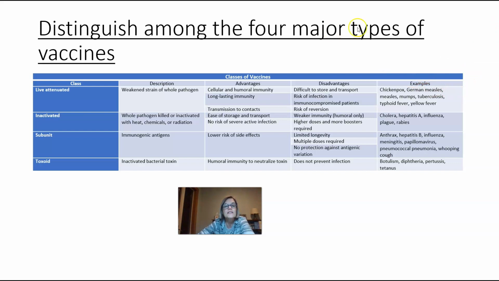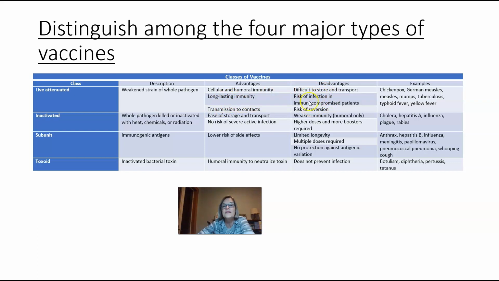So here it says the advantage of them is we get a good amount of immunity. It's long lasting, and that's actually important because this virus is actually still alive. It can continue to stimulate your immune system, so it generally gives really good immunity.